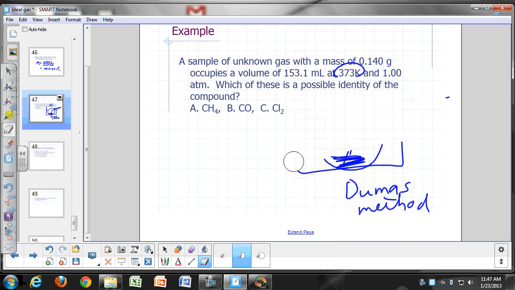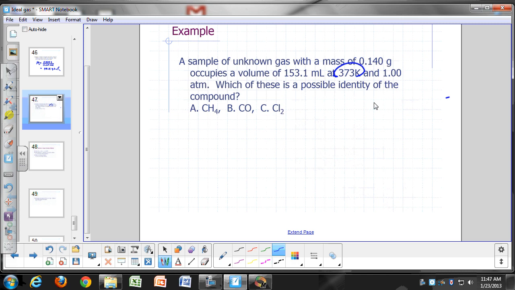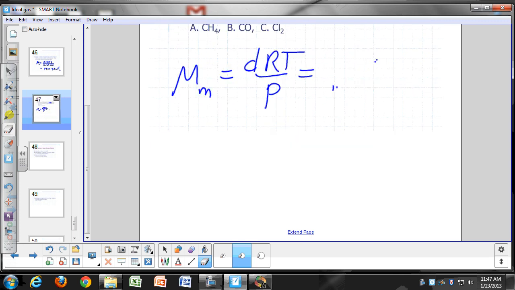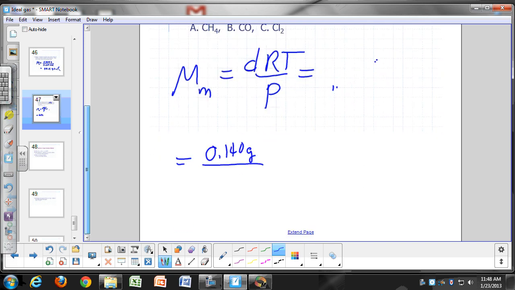So what would be the answer to this one? How would we solve for this? Let's solve for the molar mass. Density times RT over P, right? What's our mass? 0.140 grams. Our volume was 153.1 mL, so 153.1 times 10 to the negative 3 liters. I have to make that grams per liter.